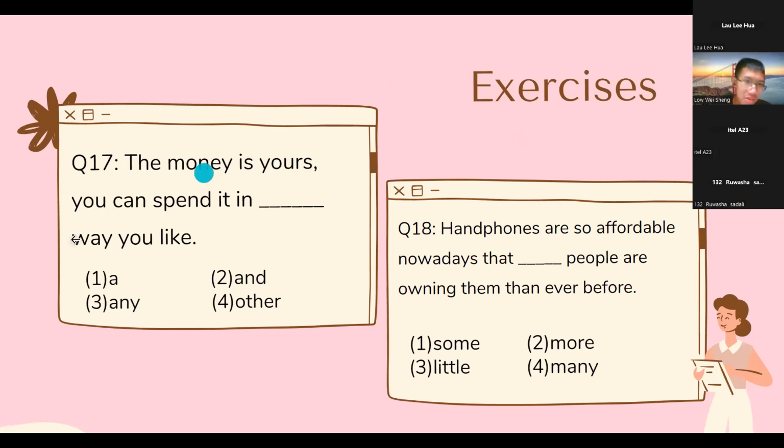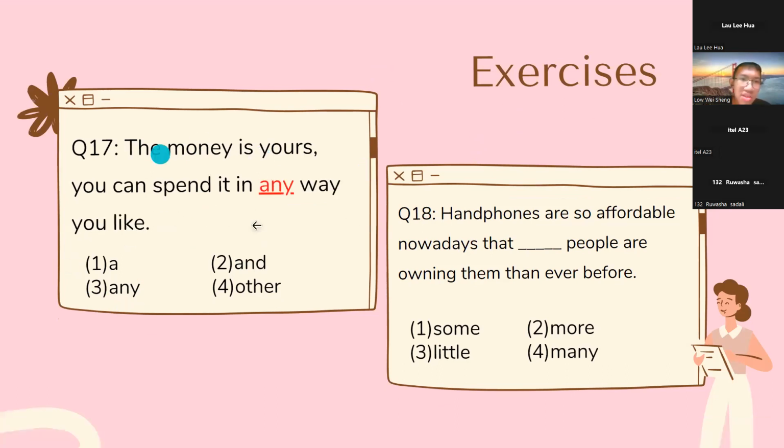All right. So basically, from what I can gather, everyone thinks it's any. And yeah, that's correct. The answer is any, because this means you can have many ways that you want to spend your money. You can pick any one of them. So the answer is any. Good that everyone got this correct.